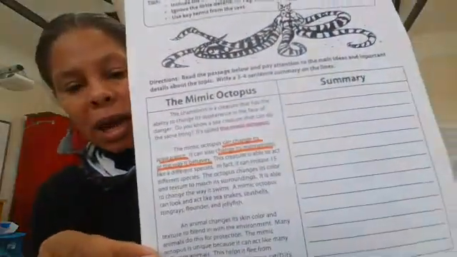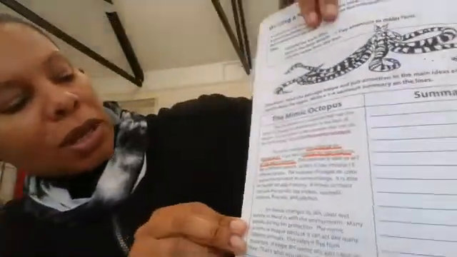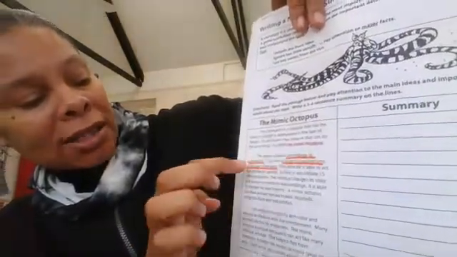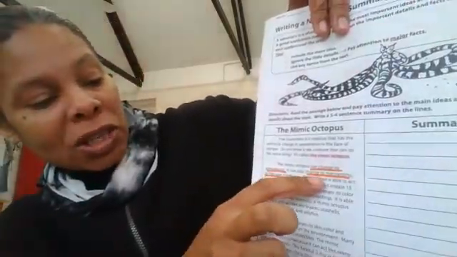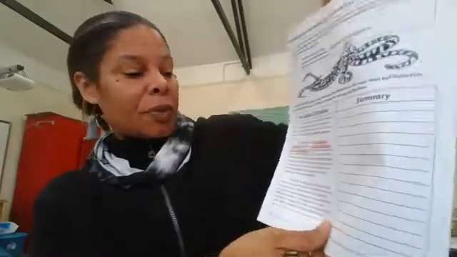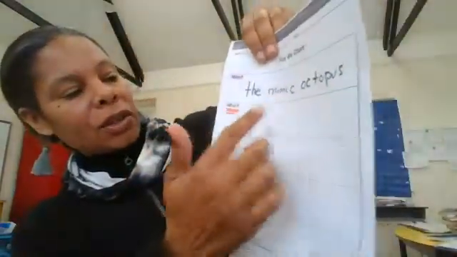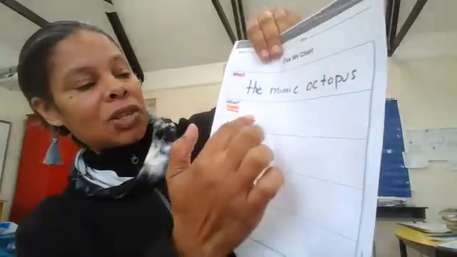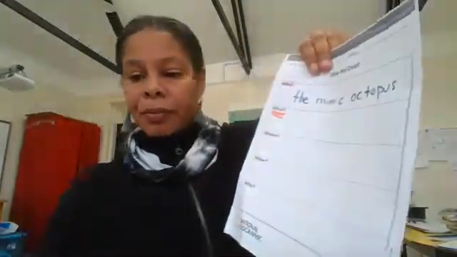Okay, so this is what I highlighted, and I'll just read it. I put, what can it do? Well, it can change its appearance, so that means how it looks, and it can change its mannerisms. Mannerisms is a big word for how it behaves. So it changes how it looks, and it changes how it behaves. Now on my 5W's chart, I'm going to write that: it can change its appearance, it can change its mannerisms.